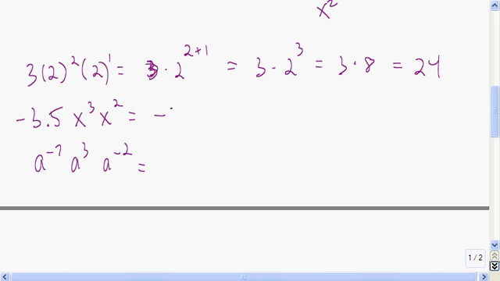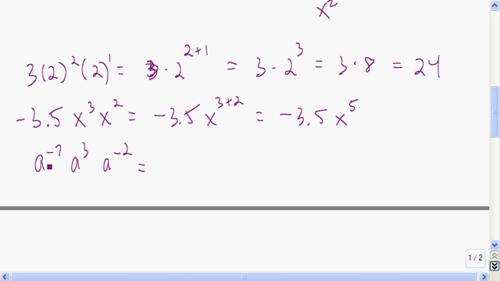So this negative 3.5 is going to just stay there by itself. And then we have x cubed times x squared. Well, that's x to the 3 plus 2. So that's negative 3.5 x to the fifth.